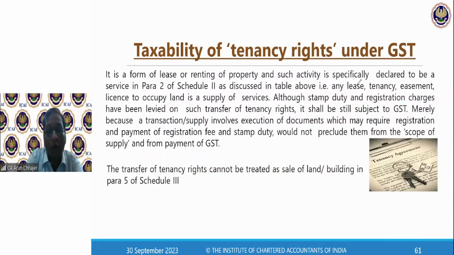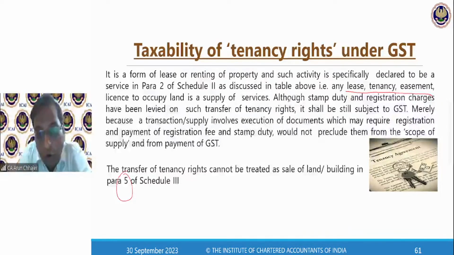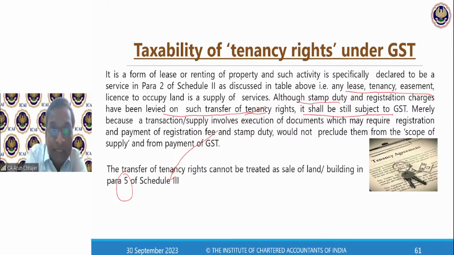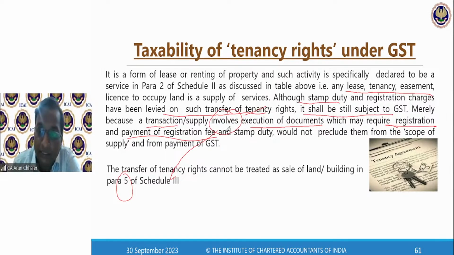They have also clarified that this will not be covered in Schedule 3 para 5, that is, sale of land and completed building. It is basically a supply of services like lease, tenancy, easement, occupy, so it is a supply of service. Although stamp duty and registration charges are levied on such transfer of the tenancy right, and it appears that execution of the document is covered in Schedule 3 para 5, they say it is still liable to GST. Merely because the transaction involves execution of a document which may require registration and payment of registration fee, stamp duty, etc., would not preclude it from the scope of supply. So the tenancy premium is chargeable to GST and is not covered in Schedule 3 para 5.